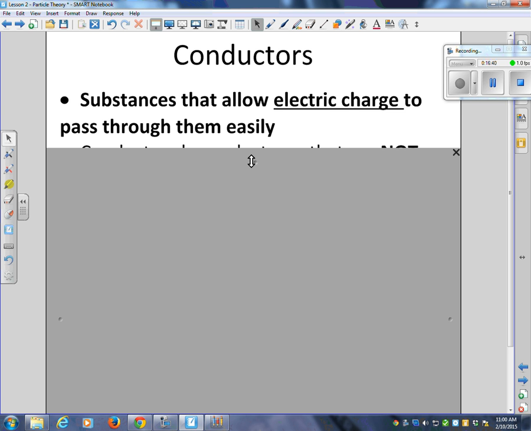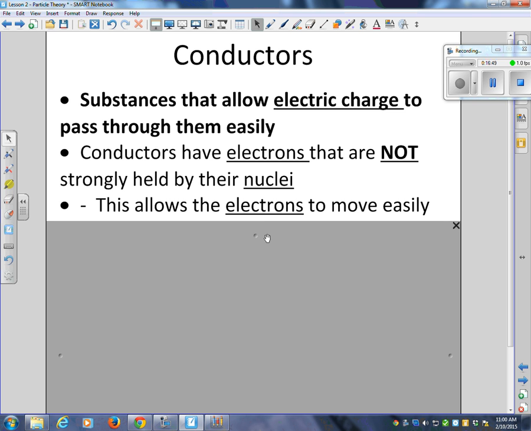Conductors have electrons that are not strongly held by the nuclei, and as Reed pointed out, they're called the valence electrons. Some atoms are held more strongly than others by their what? Nuclei. Some elements have a very strong hold over electrons, other ones do not.